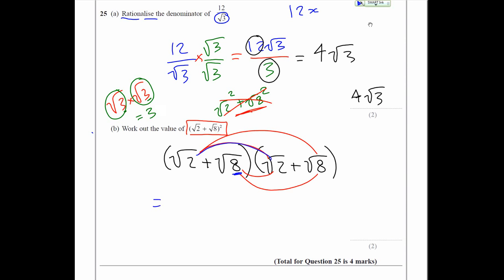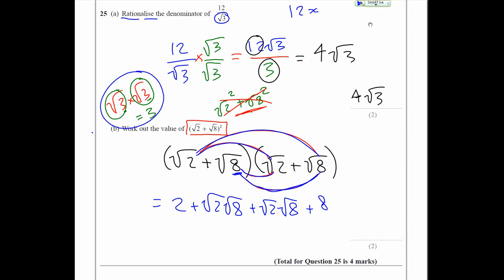Root 2 times root 2 is going to be 2. Root 2 times root 8, we'll do that in a minute. They're all plus, which is handy. Okay. Root 2 times root 8 again. Doesn't matter which way around you write it. Root 8, root 2, root 2, root 8. It's nice if you do it in the same way. Root 8 times root 8, for the same reason as this, is 8. So, collect like terms. 2 plus 8 is 10. Okay. Root 2, root 8, plus another root 2, root 8, is 2 lots of root 2, root 8.